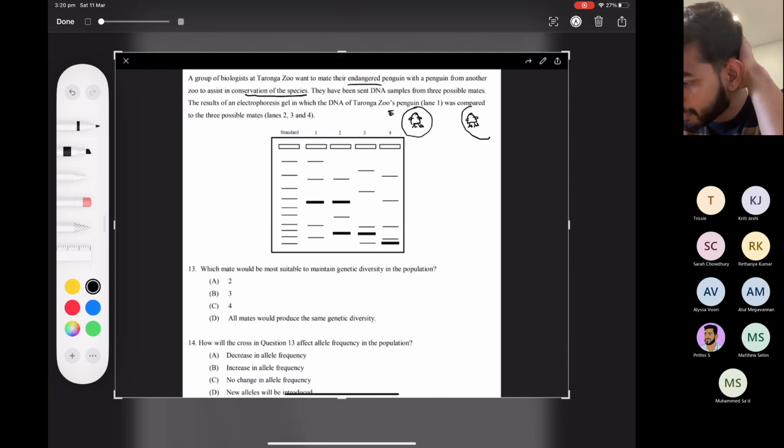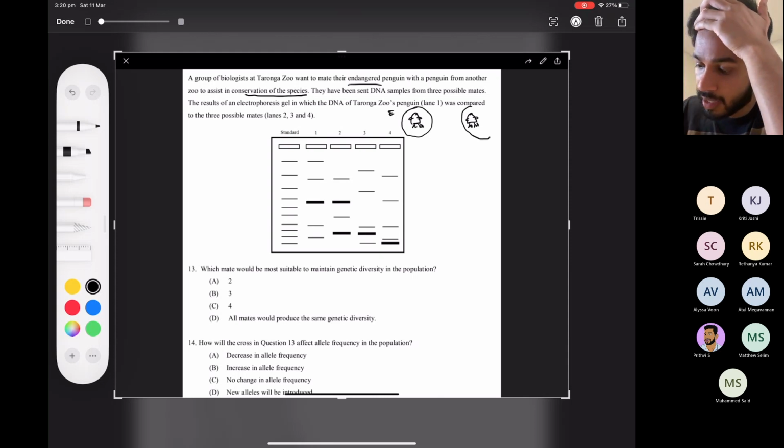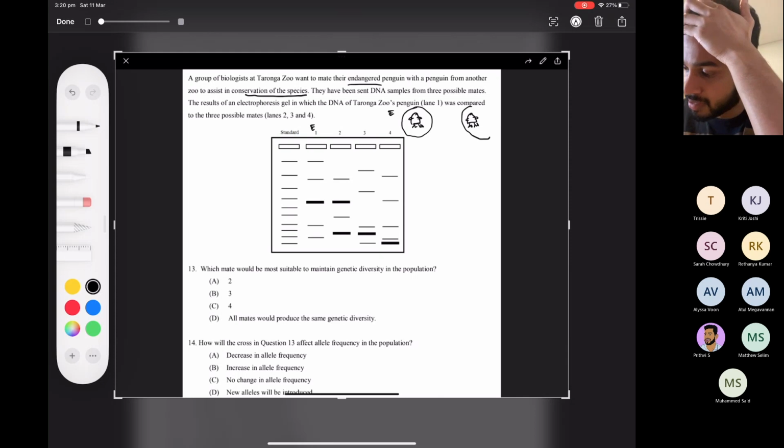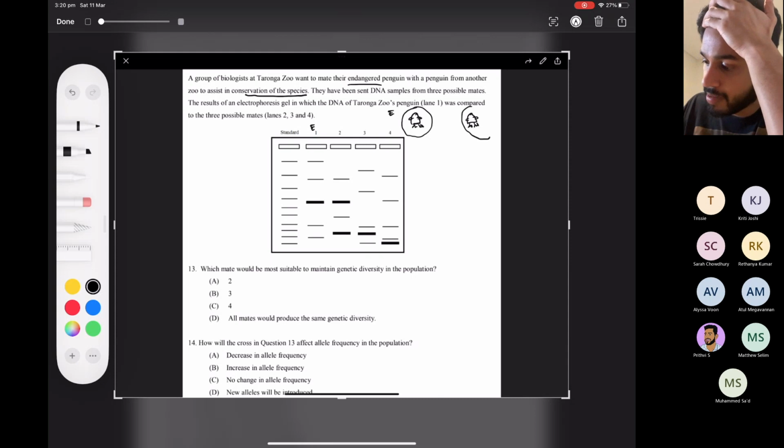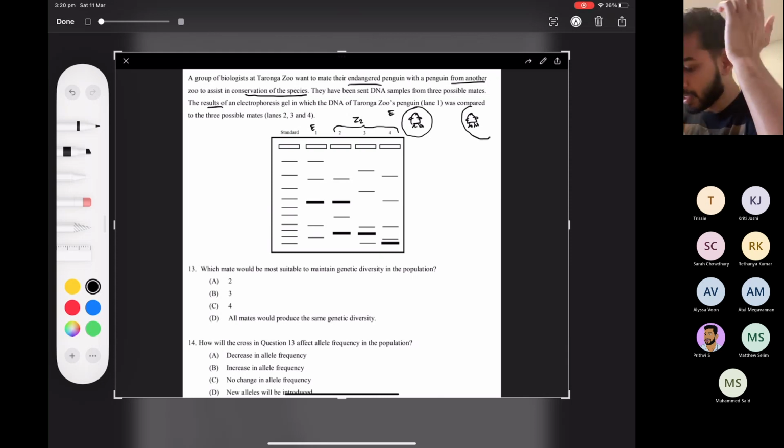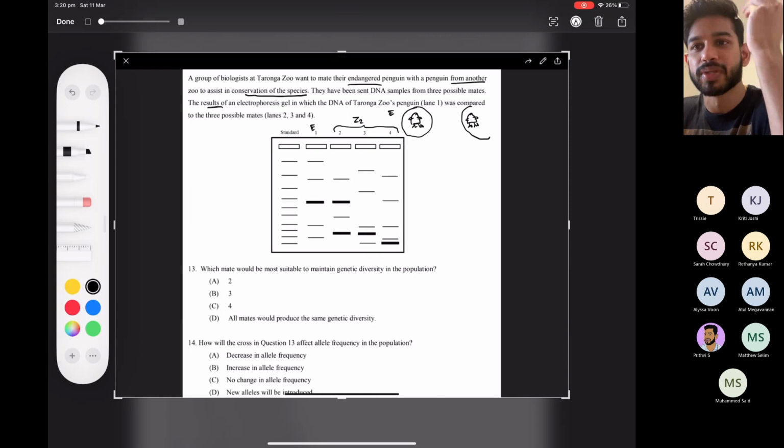They've sent DNA samples from 3 possible mates. The results of an electrophoresis gel in which the DNA of Taronga Zoo's penguin, lane 1, I'm going to call this penguin E because it's endangered, was compared with 3 possible mates. So they must be from the other zoo. So these are all from zoo 2, 3 possible mates. Okay. Now, first of all, how do we interpret this? What are you being shown on an electrophoresis gel? Let's go to Sarah. Sarah, what are you being shown in this image here?